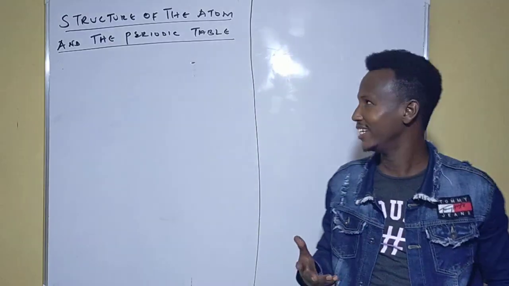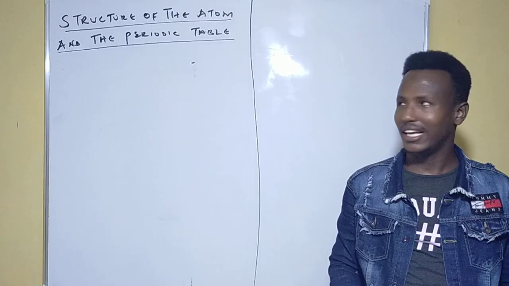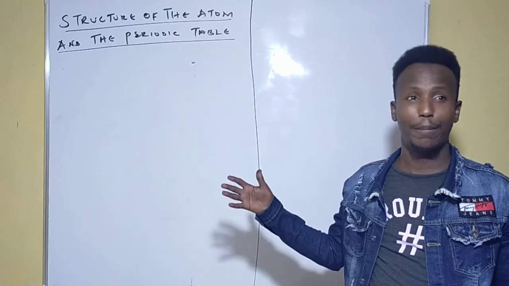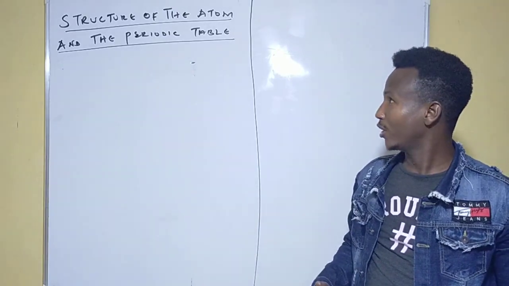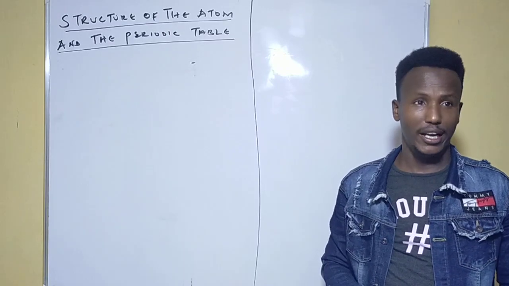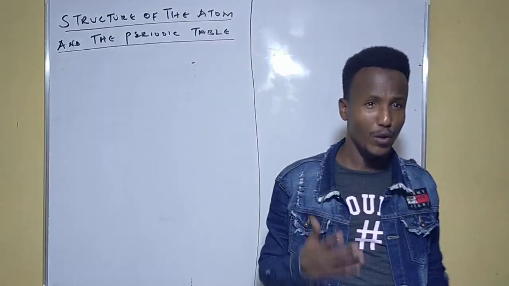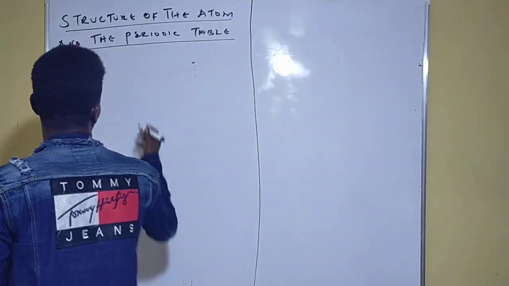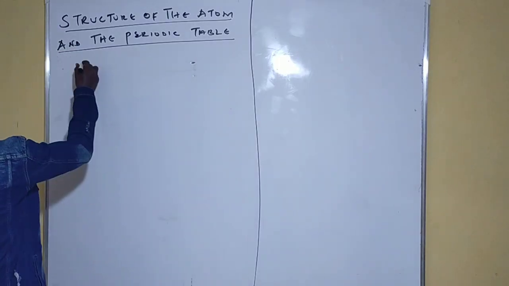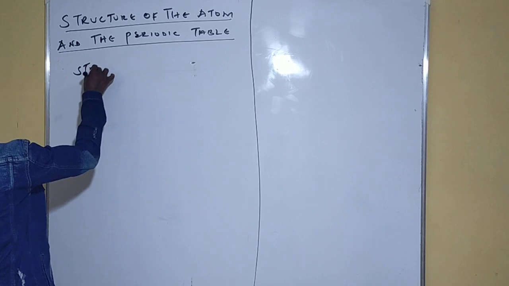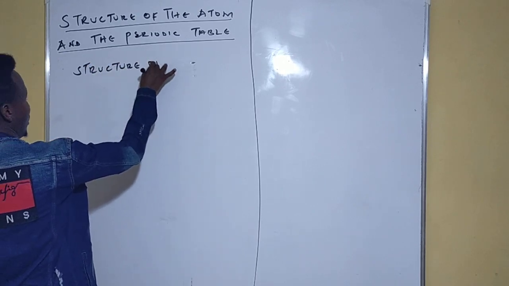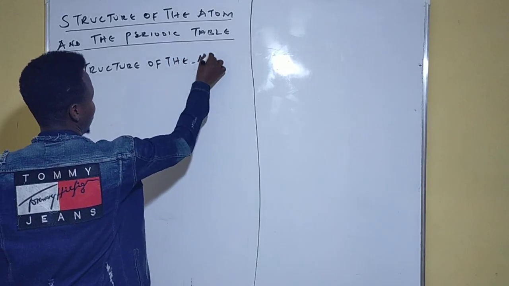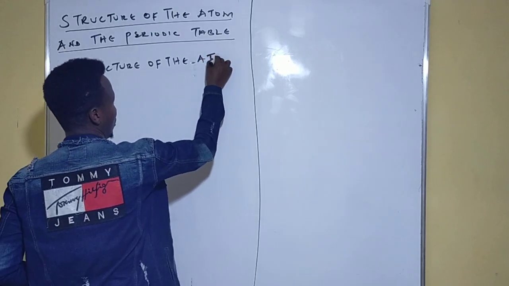How does the atom look? When they're saying structure, it means what are the particles that make up an atom, and what are the natures of those particles. Then we'll also see the possible questions that can be framed from the structure of an atom. So we'll start with the structure of the atom, then later on we'll discuss the periodic table. So let me start with this one. The structure of the atom. This is what we are going to discuss.